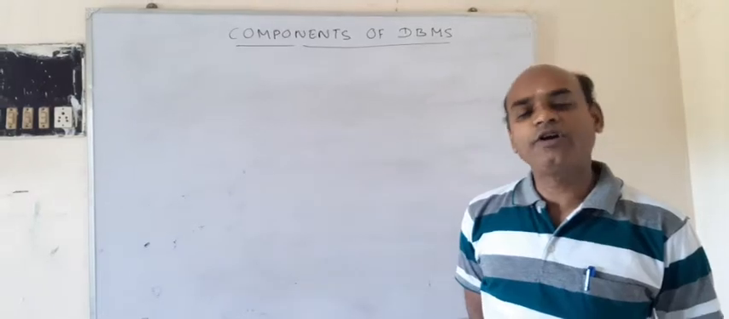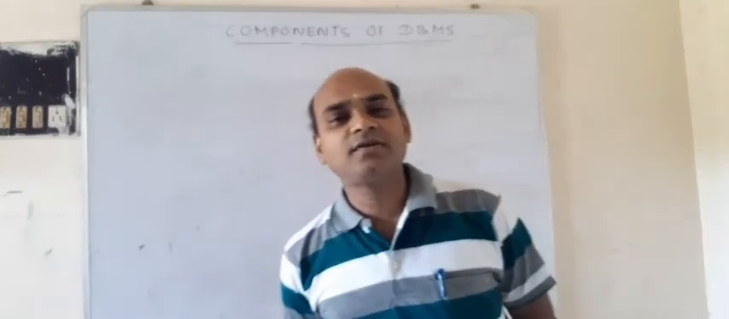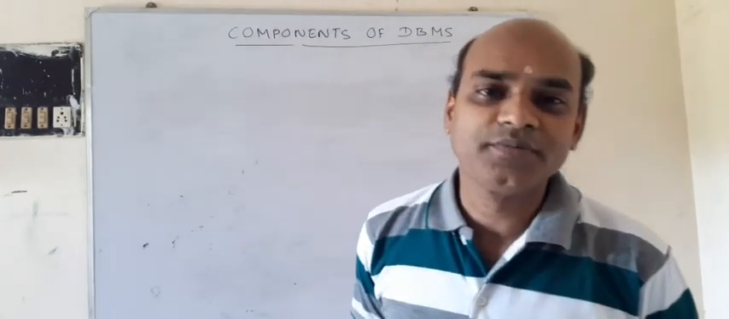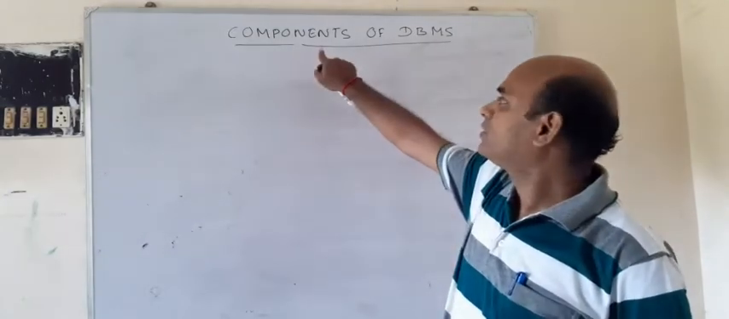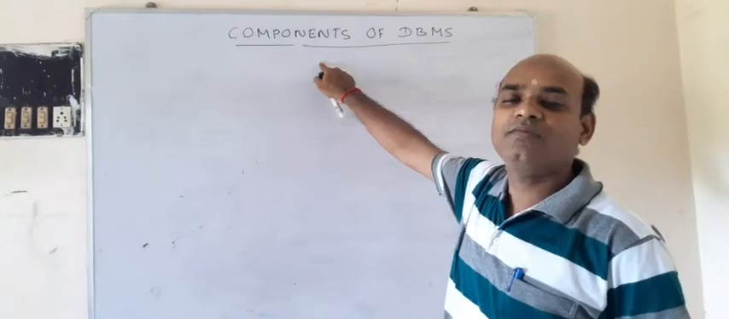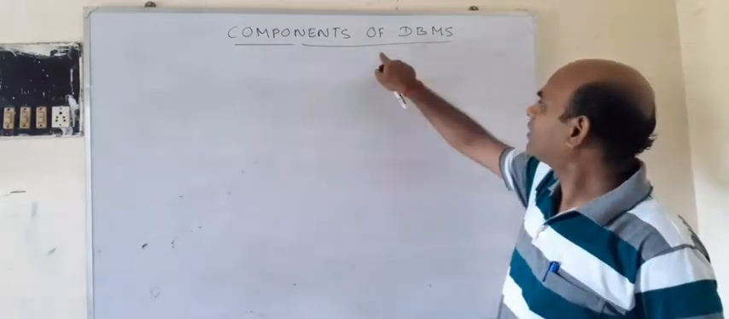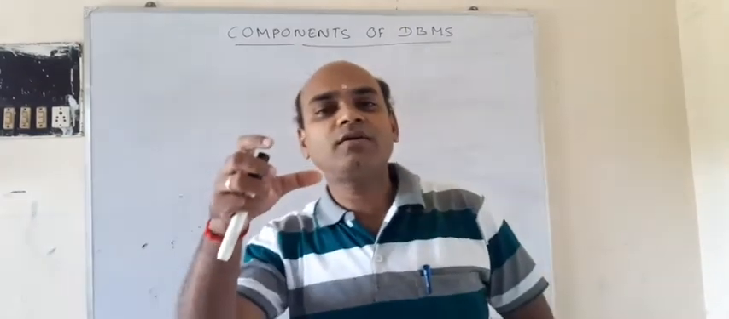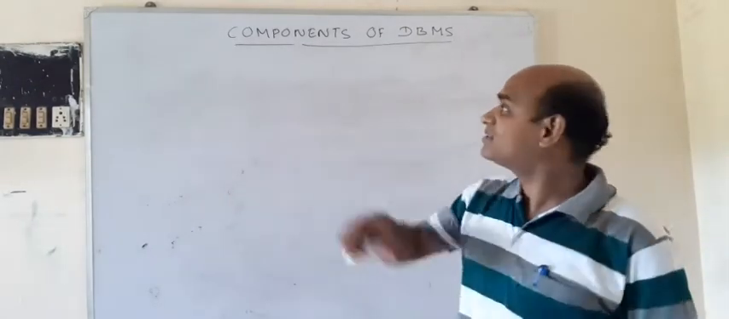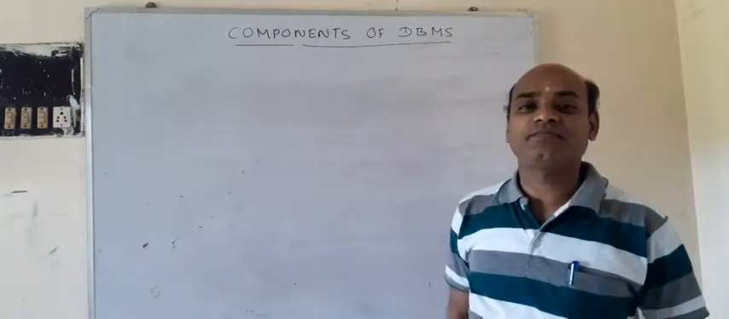Previously, we have already learned the advantages and disadvantages of DBMS. Today we will start the different components of a database management system. What are the different components? What are the main ingredients, the important factors that create this database management system?